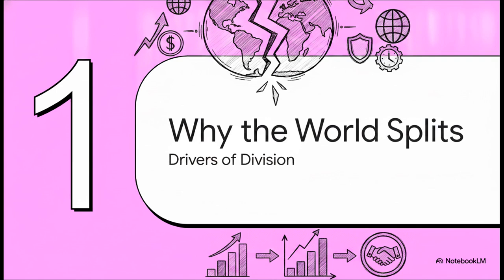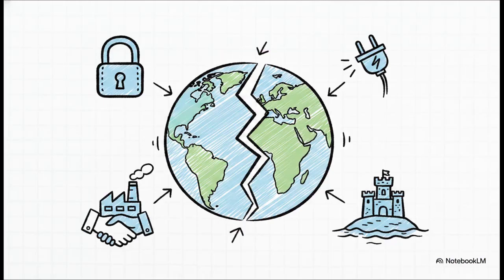Section 1. Why the world is splitting. Let's look at the big macro drivers pushing governments to divide the world up like this. It really boils down to four main goals. First up, protecting national security. Governments are clamping down because they want to stop foreign adversaries from controlling critical infrastructure, high-tech firms, or sensitive citizen data. Second, reducing the risk of financial weaponization.